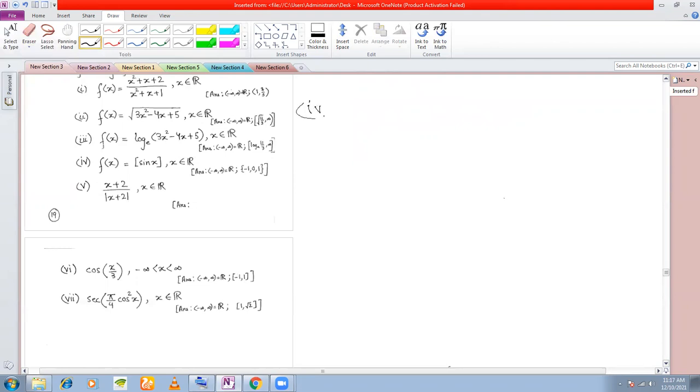Okay. Look at number 4. Given here is f(x) is equal to the greatest integer function of sin x, where x belongs to R, obviously. Now, what is the domain of f? What are the acceptable values of x? x can take any real number, right? So here x belongs to R.